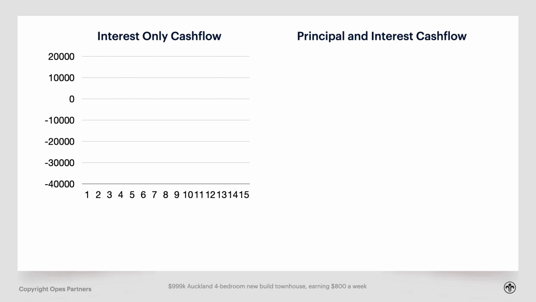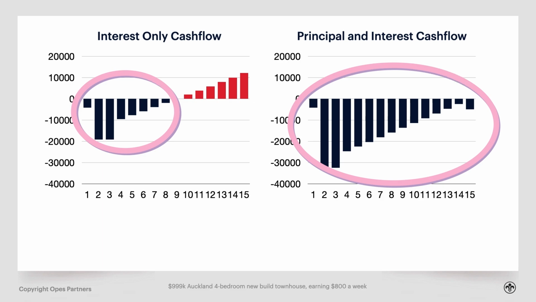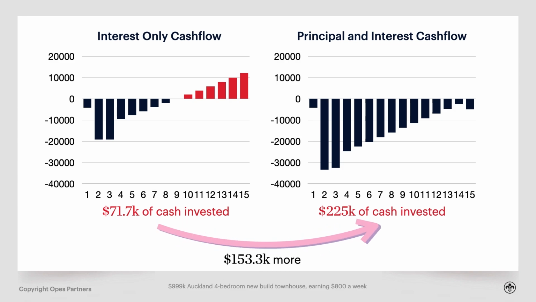Now, let's apply that to a cash flow model. So this is the real annual cash flow of a property that we'd recommended to some investors here at Opus Partners. Well, in both instances, you see the property starts out as negatively geared. But if you were on interest only, under these projections, it would start to go positively geared. Now, in interest only, you'd end up putting in just shy of $72K into that property to top it up. But with P&I, principal and interest, you'd be putting in $225K of cash. That's $150K more if you were on principal and interest.